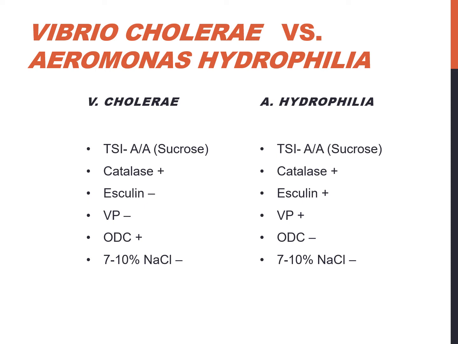Vibrio cholerae is negative, or will not tolerate 7 to 10% sodium chloride. However, Vibrio vulnificus will actually tolerate 0.5 to 1% salt. Okay, Aeromonas hydrophila, on the other hand, is also 7 to 10% sodium chloride negative. Won't tolerate 7 to 10% sodium chloride. It is interesting, Aeromonas will also grow on CIN like Yersinia enterocolitica, but it is more likely that anything growing on CIN is going to be Yersinia enterocolitica, especially if it's growing at 25 degrees.